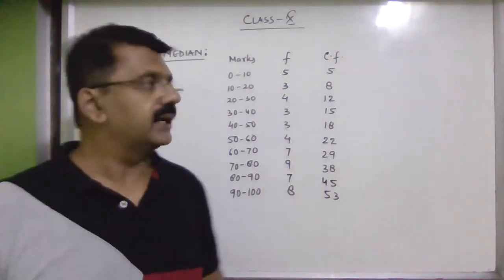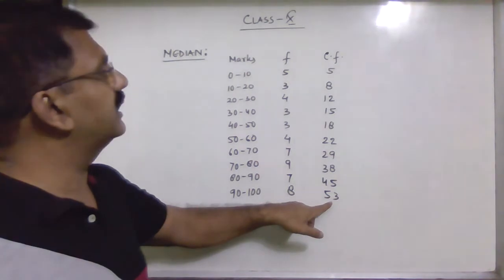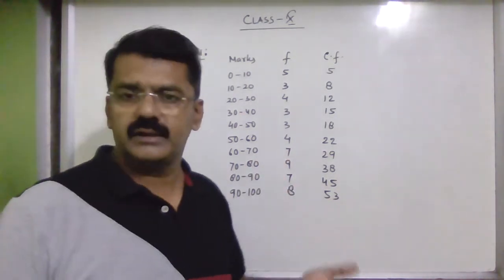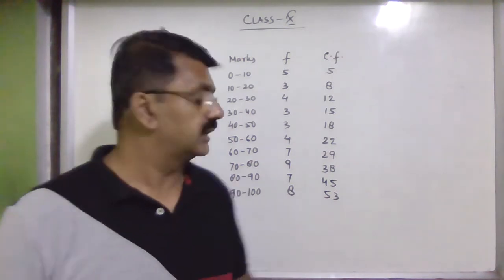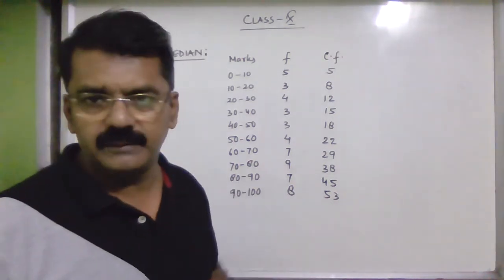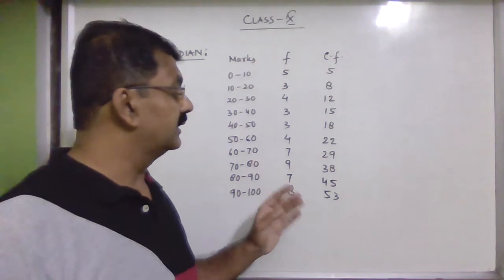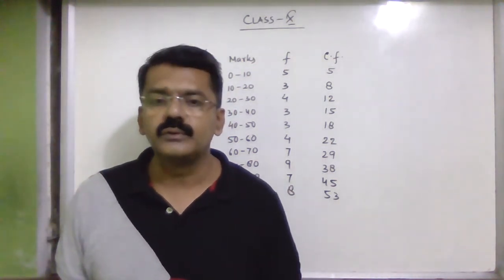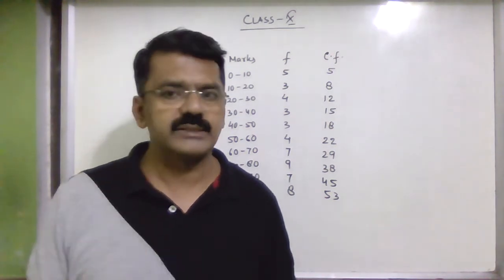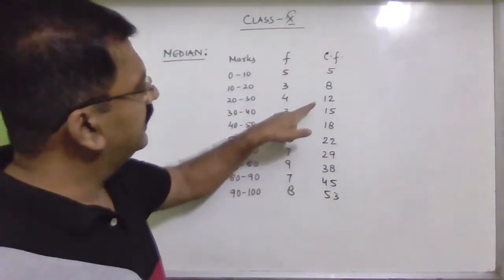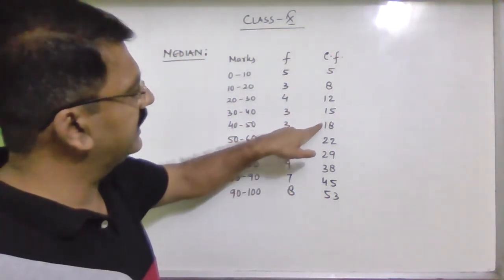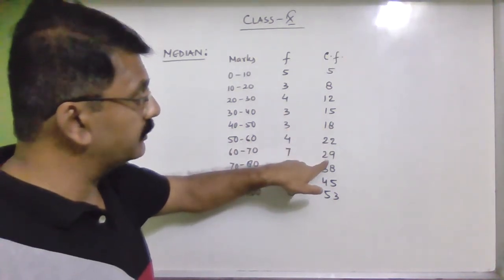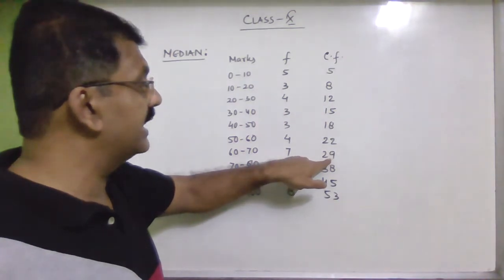Clear? Now the total number is 53. Total frequency is 53. The last number will give you the total frequency. Now 53 upon 2 will be 26.5. Now you see, here it is 12, it is 15, it is 18, it is 22. Now it is up to 22 and it is up to 29. That means 26.5 lies in it.